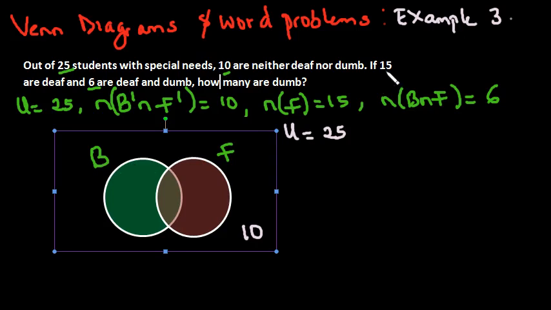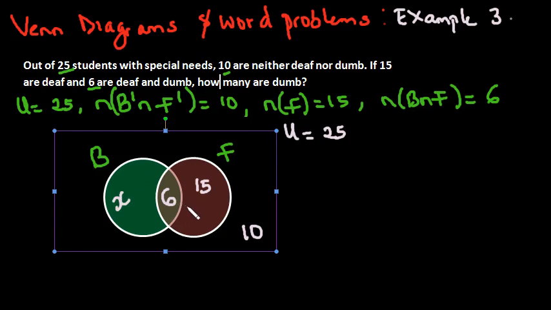So I have 15 are deaf. So that means the entirety of this place is 15. Then I have 6 are deaf and dumb. Intersection of the two is 6. So we are looking for how many are dumb. How many are dumb here? So let's represent that with X.